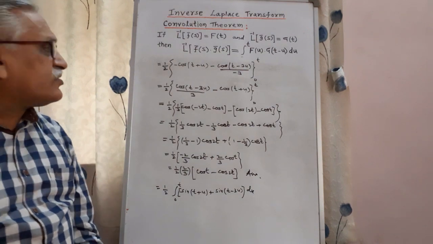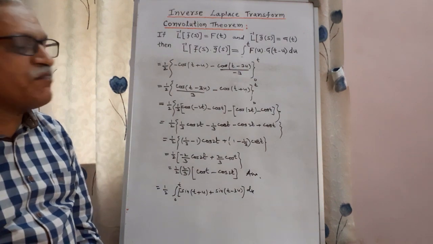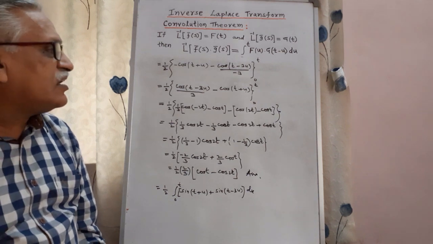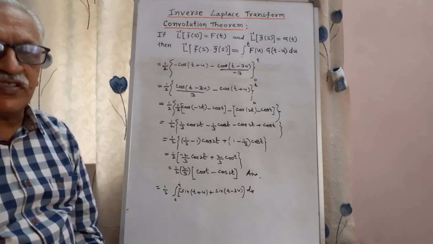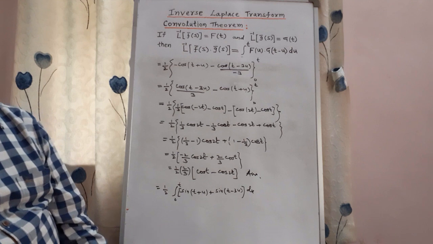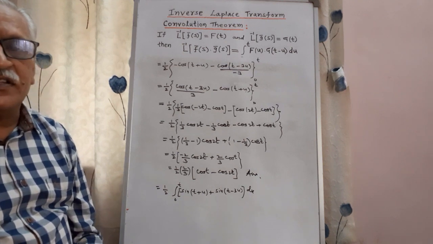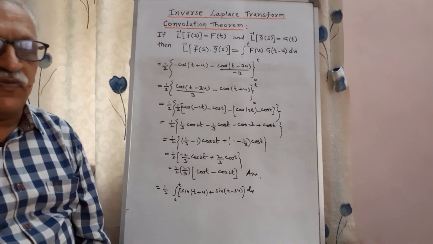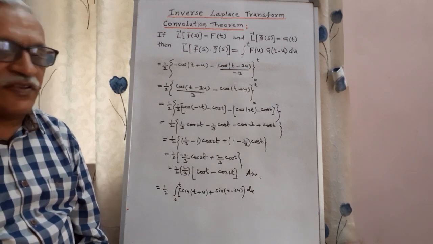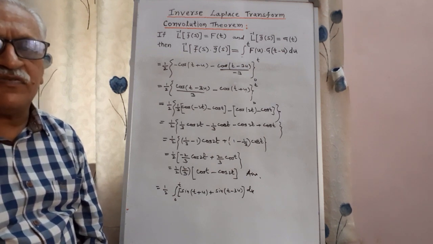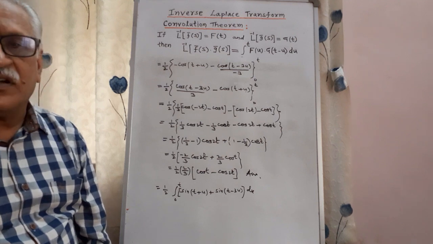Therefore, with the help of all these 5 examples, I have explained how we can apply convolution theorem to find the inverse Laplace transform when there is a product of two terms of s, a function of s.